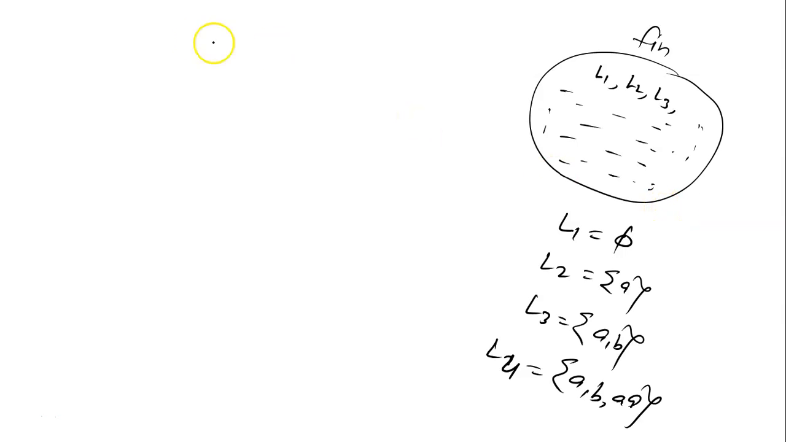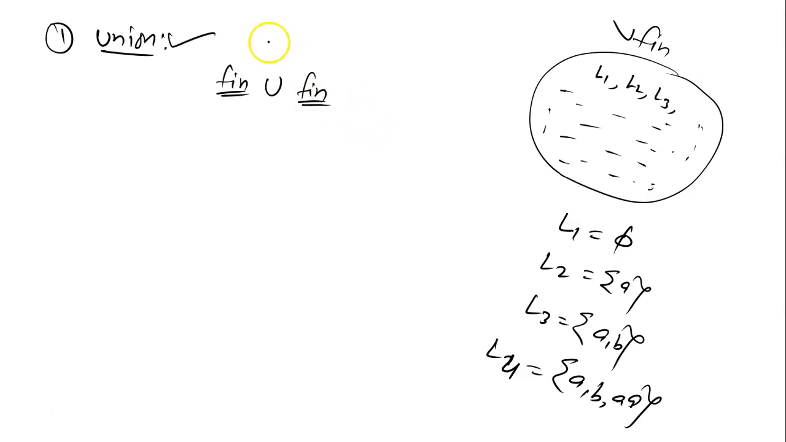Okay, so now first we will see union. Is the set of finite languages closed under union? Yes, because if you take any finite language and union it with any other finite language, then this result, this union, will also be a finite language. If this is finite, then that union will also be finite. So we can say that the set of finite languages is closed under union operation.